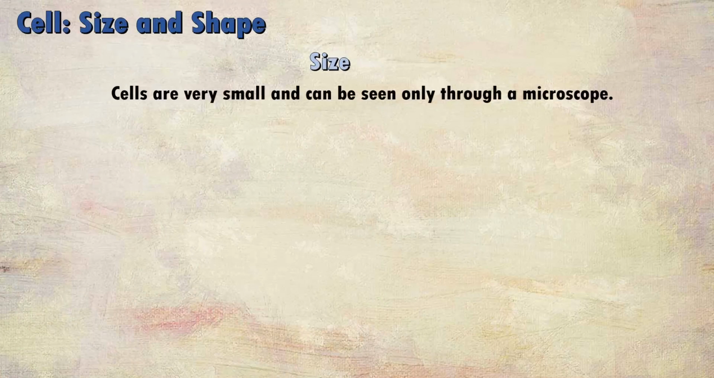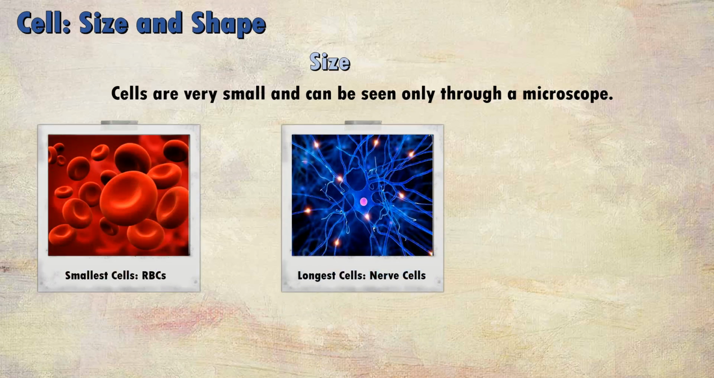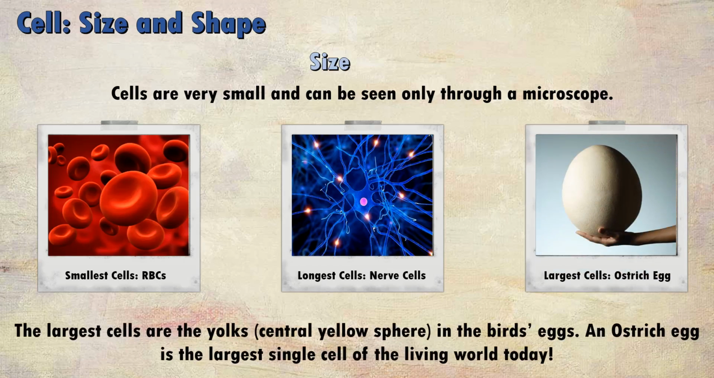Let's move on to size and shape of cells. As for the size, cells are very small and can be seen only through a microscope. Red blood cells in animals are the smallest cells, while their nerve cells are the longest ones. The largest cells are the yellow yolks in the bird's eggs. Just for your information, an ostrich egg is the largest single cell of the living world today. That sounds easy. So RBCs are the smallest, nerve cells are the longest, and an ostrich egg is the largest cell. That's right.